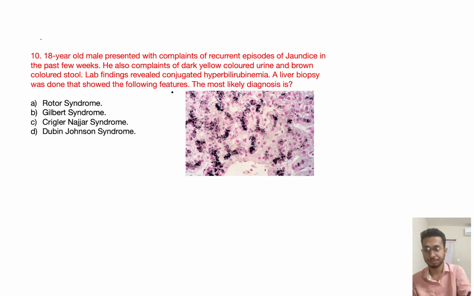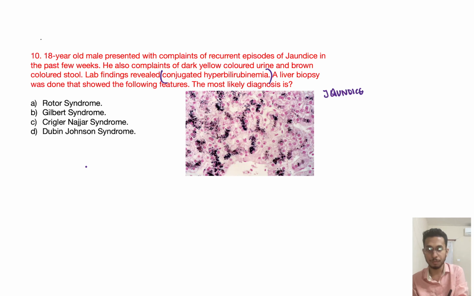So here it says a 80-year-old male presented with complaint of recurrent episode of jaundice in the past few weeks. So we have a presentation of jaundice. He also complains of dark yellow urine and brown colored stool. Lab finding revealed conjugated hyperbilirubinemia. So basically this question is about conjugated hyperbilirubinemia, and liver biopsy was done that showed the following feature. The most likely diagnosis is.